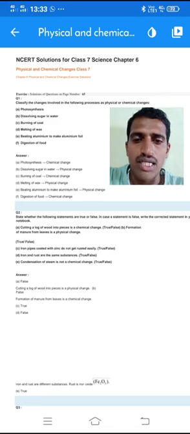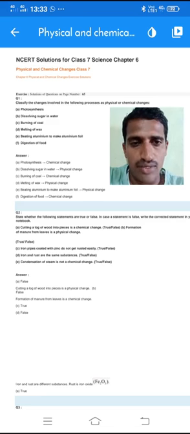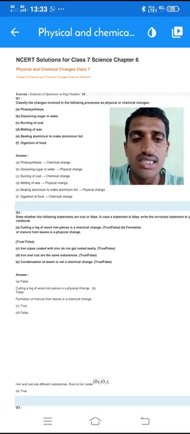So next one is melting of wax. See here. So you are going to melt the wax, that is candle. So when the candle melts, wax converts from solid form to liquid form. So since there is a change in the state of the object, that's why it's called a physical change.